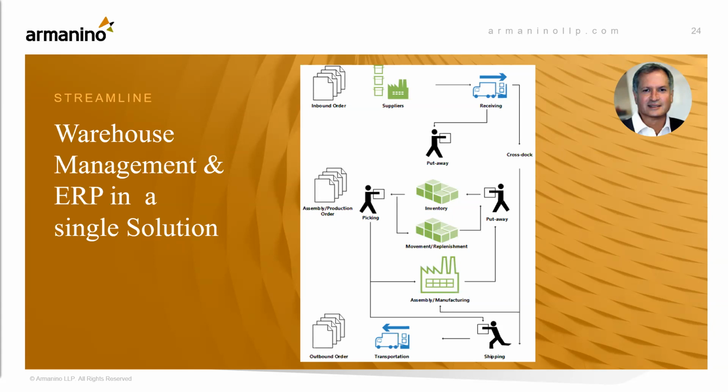How can I pick faster? How can I make sure that when I receive something in, it's going into the right location to make my warehousing operation more efficient? A lot of people are turning to warehouse management. In Business Central, the warehouse management functionality works in conjunction with the inventory that we've been talking about, but it adds additional functionality.